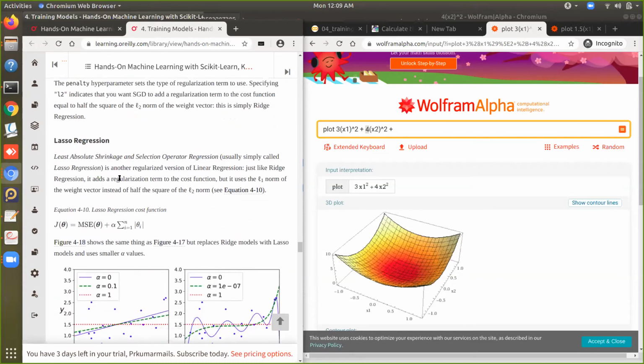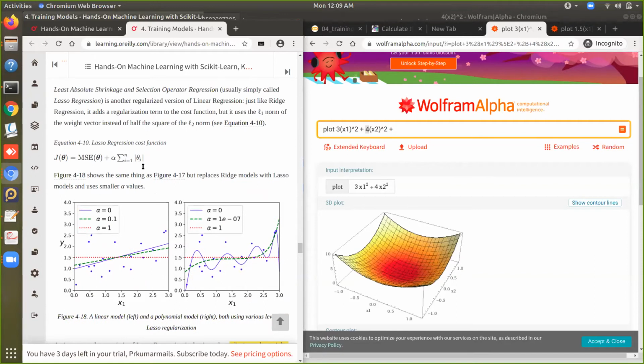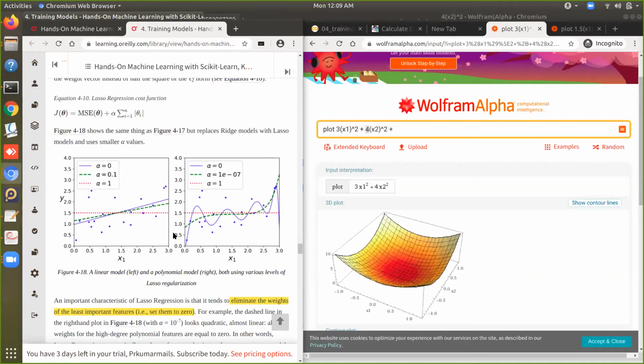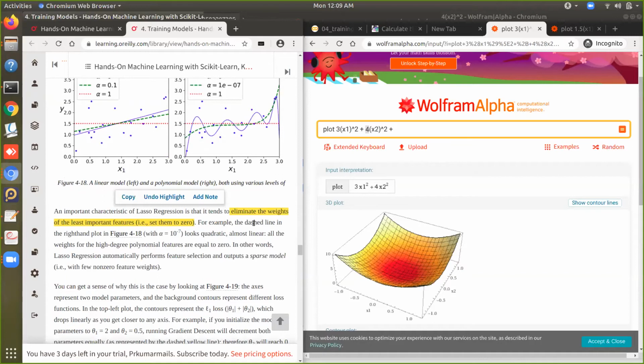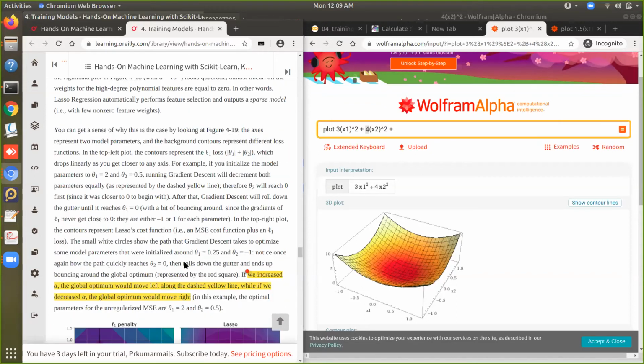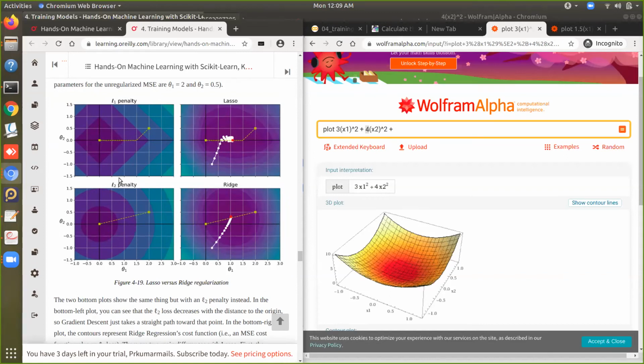And in lasso regression, it's the same case, but here the equation uses the L1 norm. In lasso regression, it eliminates the weights of the least important features, and we can see it here. On the left side, everything is a linear model. On the right side, we are seeing the polynomial regression model.